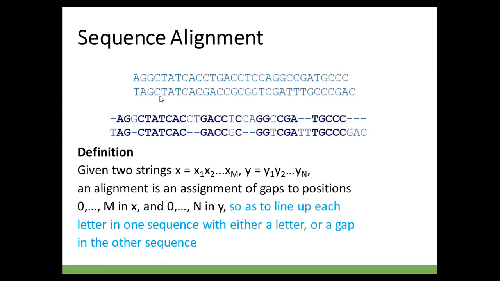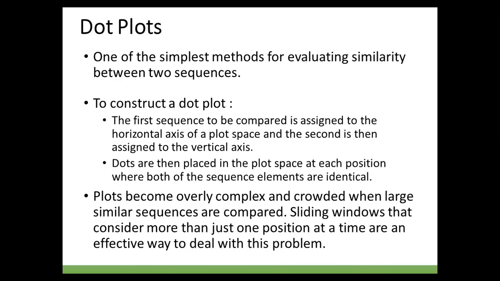For doing alignments, there are different methods available. One of the methods is dot plots, which has been used for years. Since it has a historic nature, we have to study that here. However, there are better methods than this. This is the simplest method for evaluating similarity between two sequences.